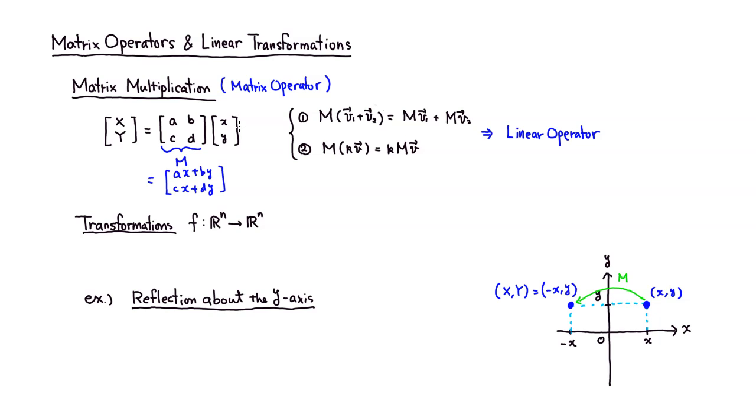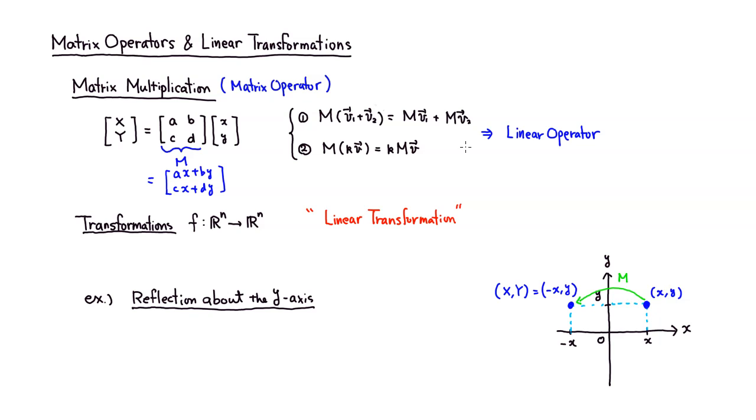All right, so since a matrix is a linear operator, and also you can think of it as a transformation, it makes sense to call a matrix operator a linear transformation, right? So this is the linear transformation, since this is a linear operator and at the same time a transformation. All right, so let's look at a simple example.